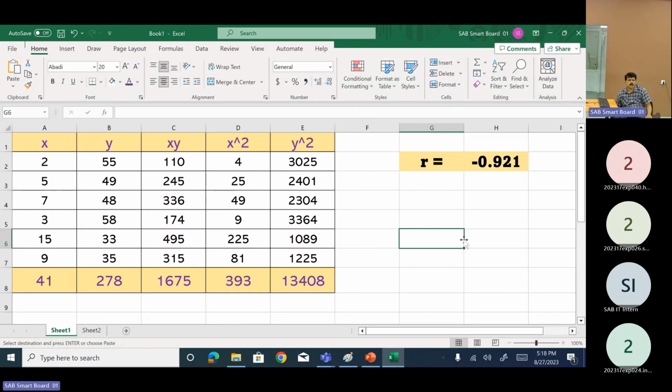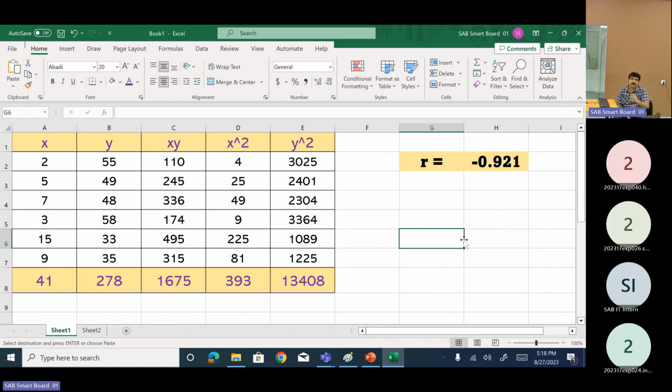Minus 9.4, minus 0.91. So first example, we got a positive value. Second example, we are getting a negative value. Now, whenever we calculate some value or measurement, we should be able to explain what that means, right?